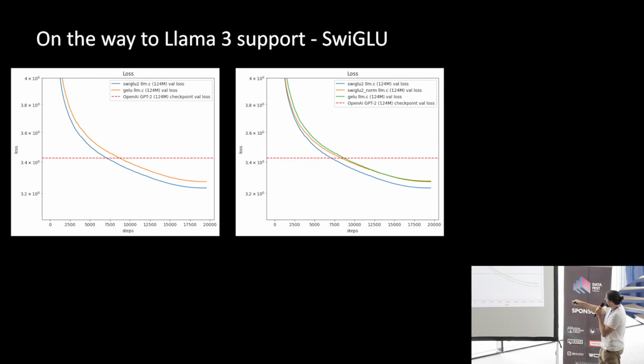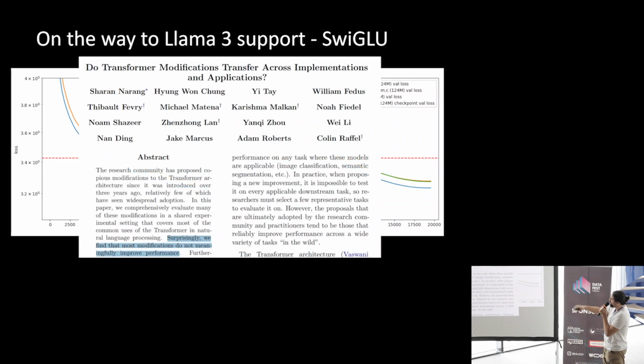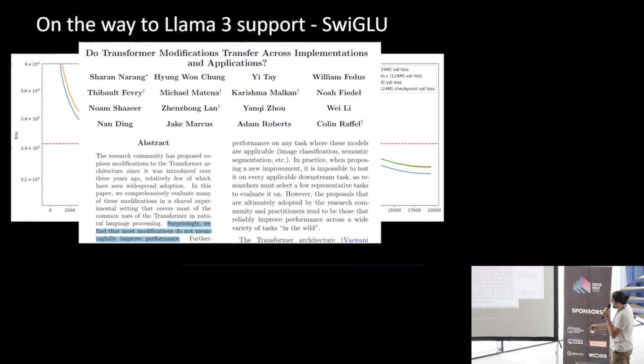So I would argue that actually just using Jelly is even better than SwiGLU, at least in this particular case. And this ties nicely to this paper from Noam Shazeer and others, Sharan Narang, who is now, I think, in Meta. Anyhow, so do transformer modifications transfer across implementations and applications? And the answer they found was, surprisingly, we find that most modifications do not meaningfully improve performance. That's kind of the general statement that we observe over the last many years of exploring transformers.